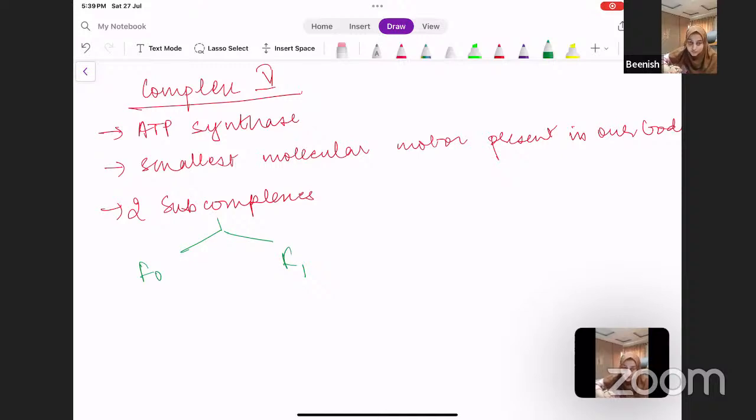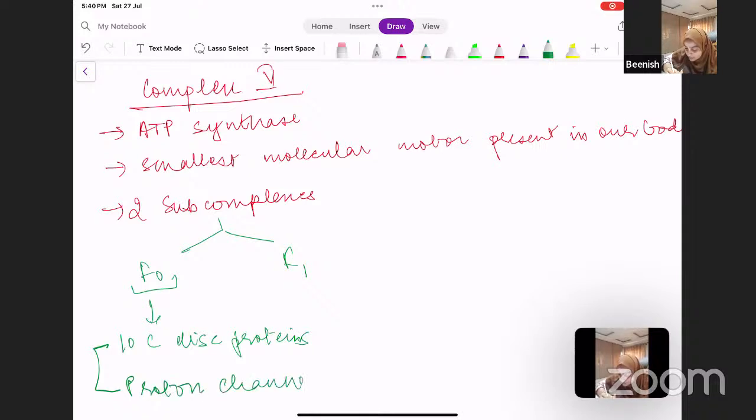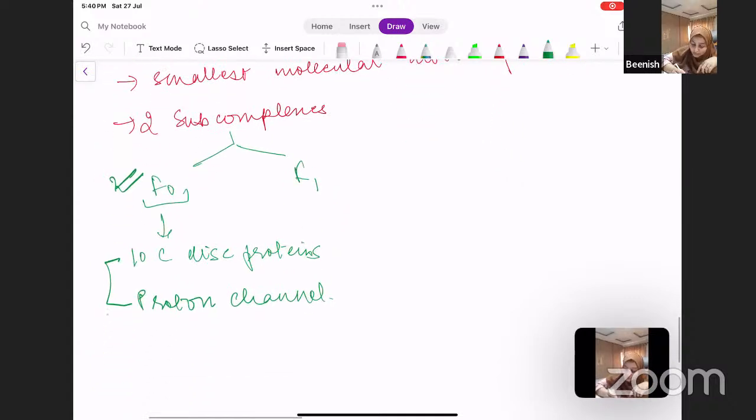Talking about F0, it is made up of 10 C disc proteins, and this F0 acts as a proton channel. Through F0, the protons that were pumped out into the intermembrane space come back into the matrix. So remember that F0 acts as the proton channel. It is hydrophobic, it is made up of 10 C disc proteins, and it spans the inner mitochondrial membrane.